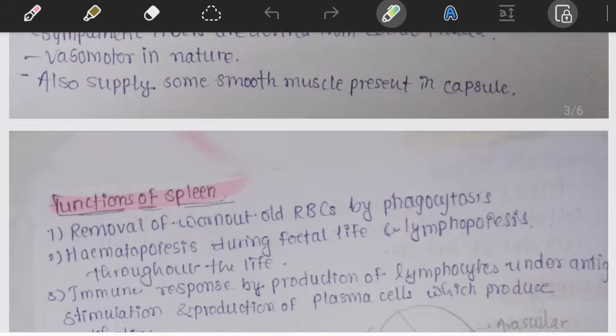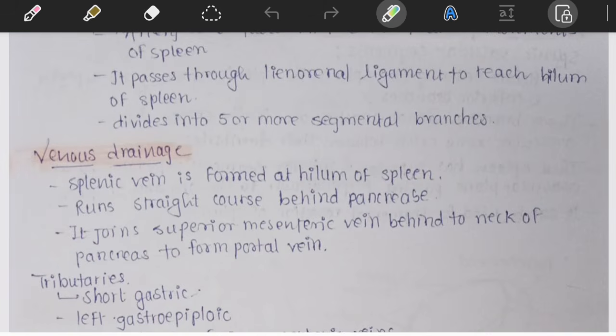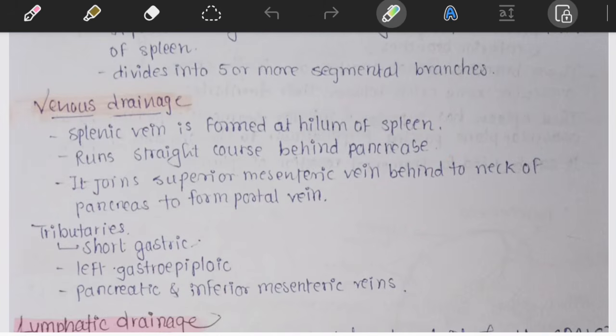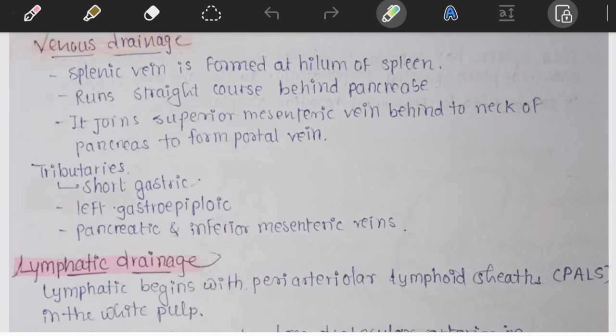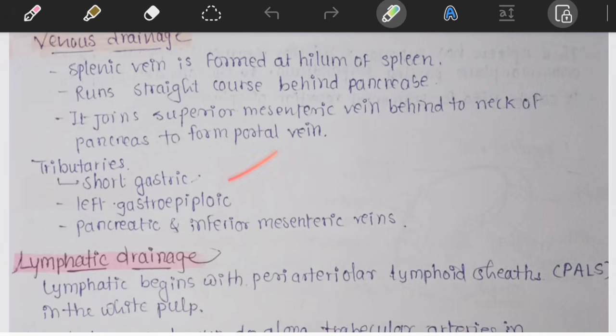Now let's come to the venous drainage. The splenic vein is formed at the hilum. It runs a relatively straight course behind the pancreas, and then it joins the superior mesenteric vein behind the neck of the pancreas and together they form the portal vein. Splenic vein plus superior mesenteric vein forms the portal vein. Tributaries of the splenic vein include the short gastric veins, left gastroepiploic vein, pancreatic veins and inferior mesenteric vein. So here is a very useful clinical correlation: the splenic vein is connected to the portal vein. Therefore, disease affecting the portal venous system can have consequences for the spleen.